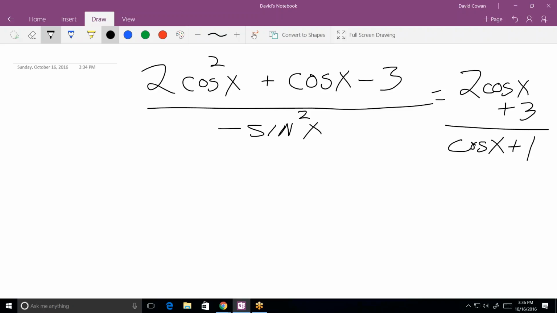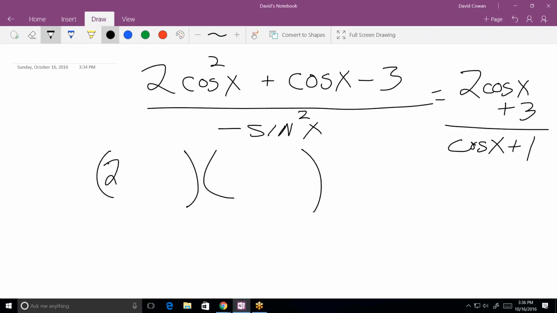It looks like we can factor the top. Usually what you do on these is you take the more difficult side and try to make it look like the other side. You don't have to do that. There's no rule that says you can't manipulate the right side and make it look like the left side. But let's try it the first way first.